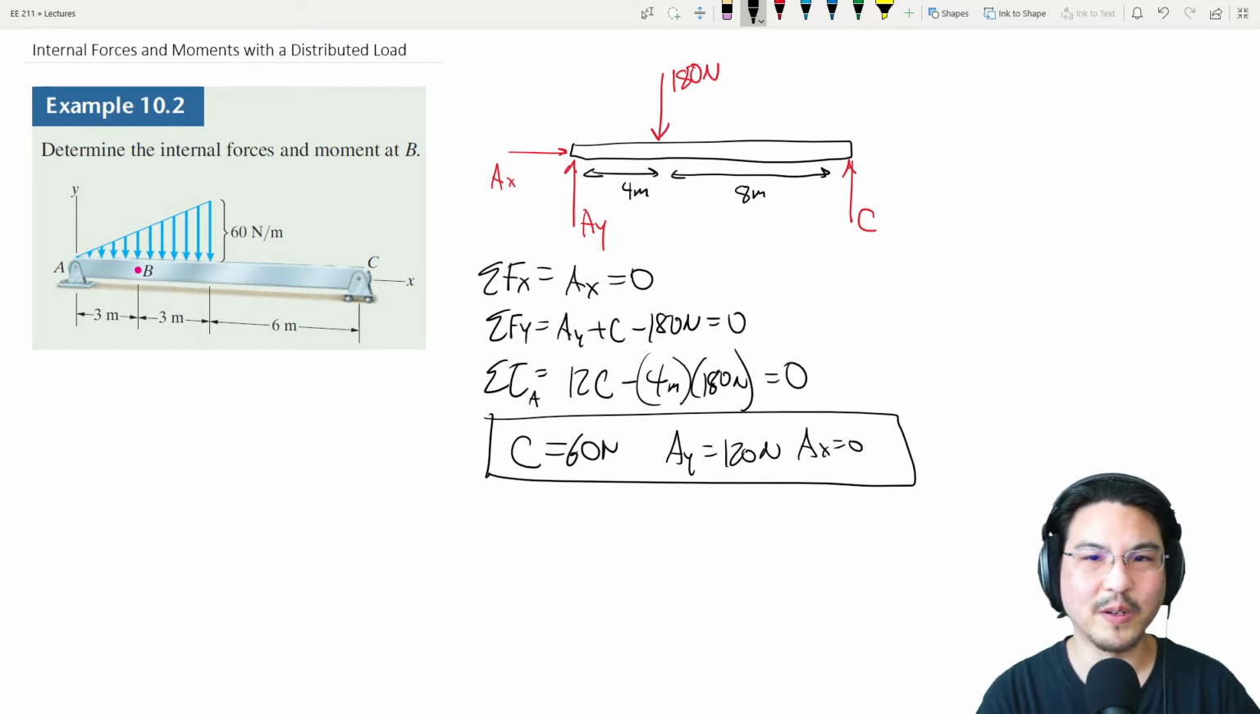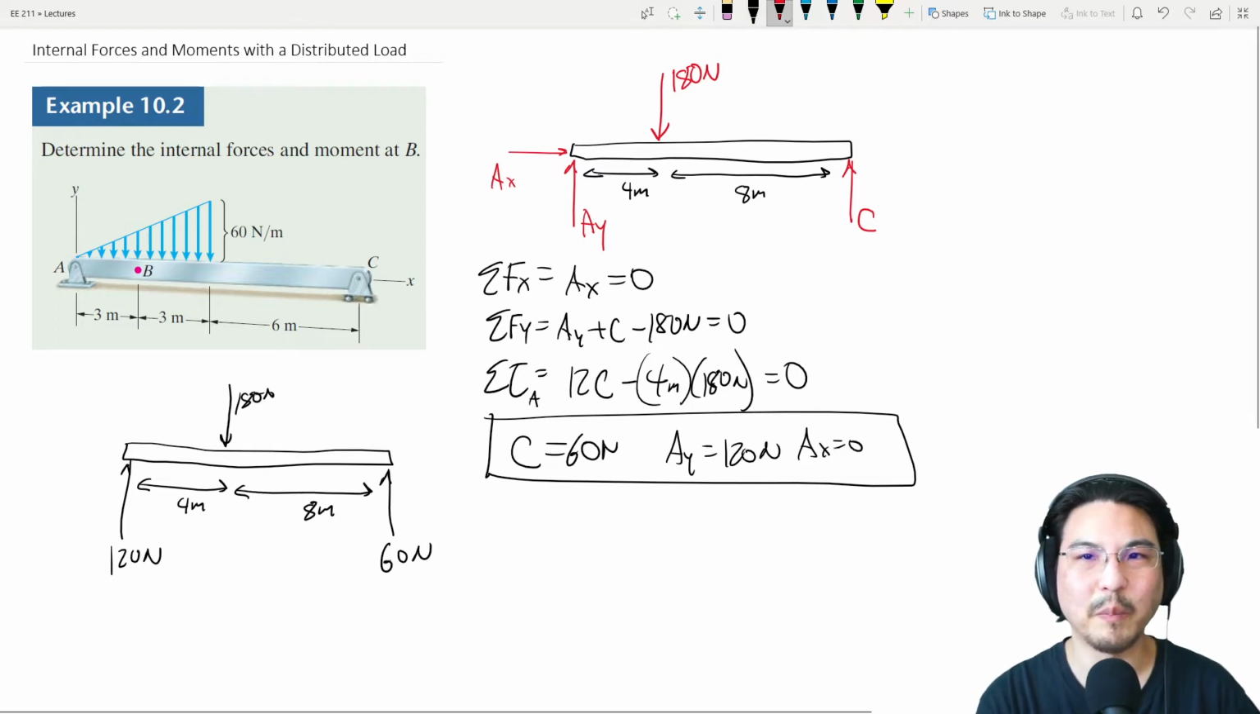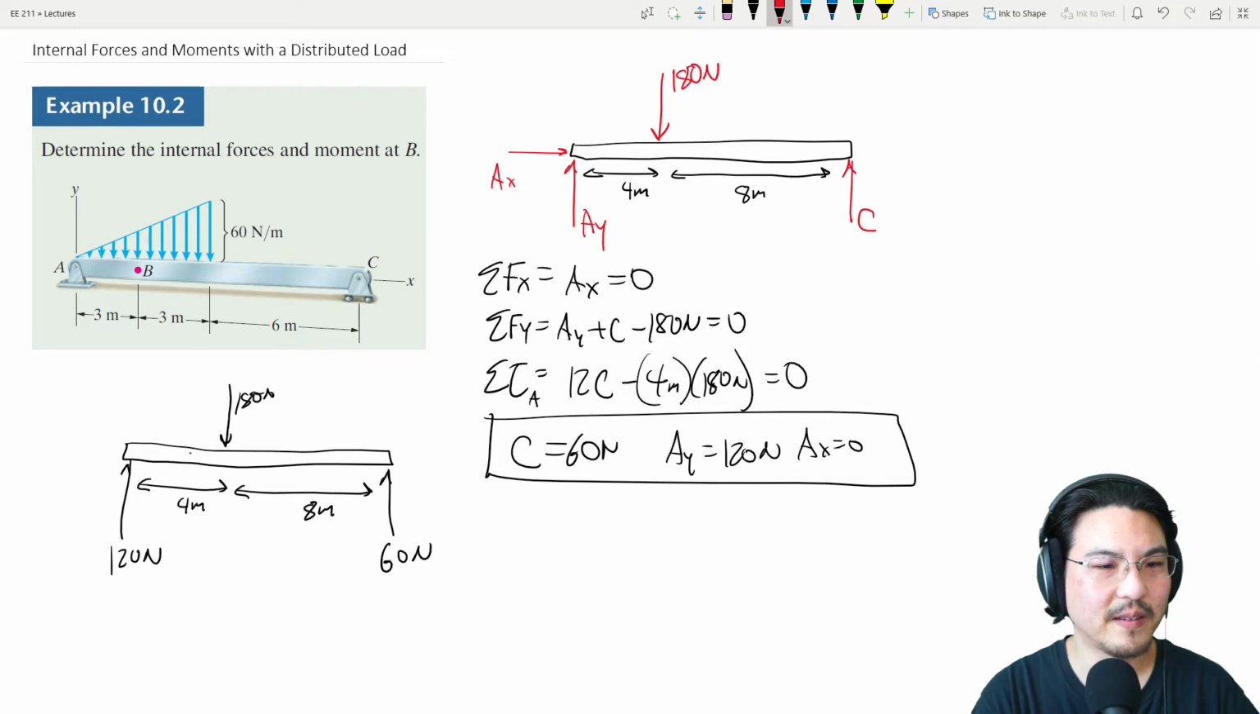So if I draw, let me just show you something. AX is 0, AY is 120, C is 60, and then I had the 180 Newton force like this. Okay, and then point B is right here.